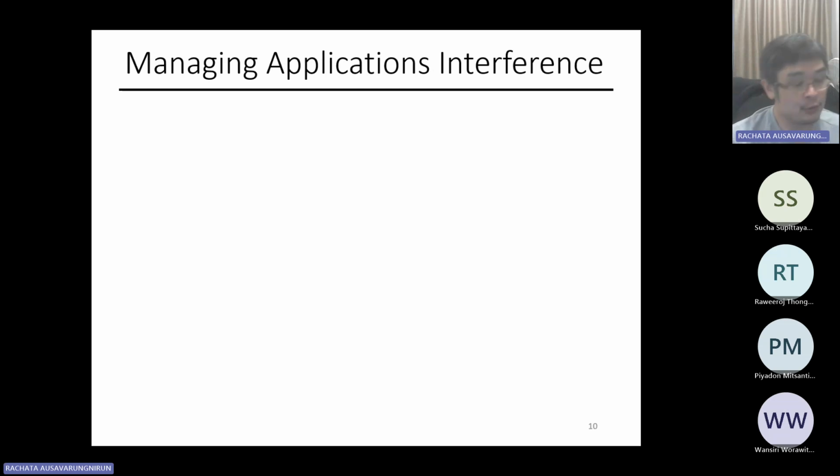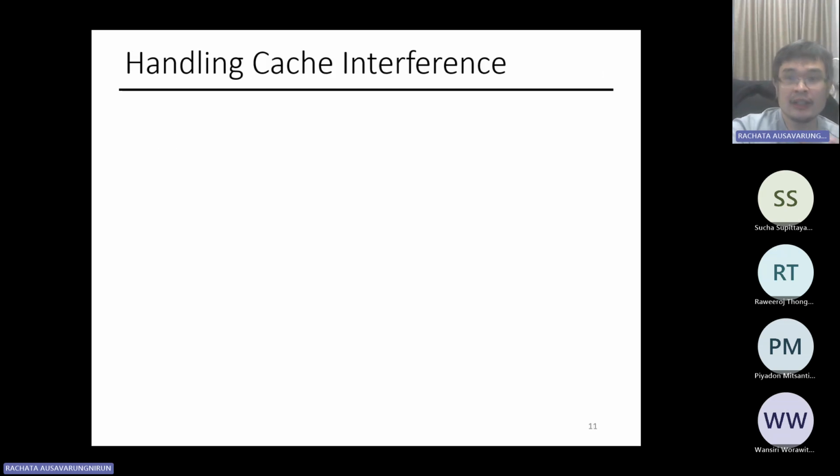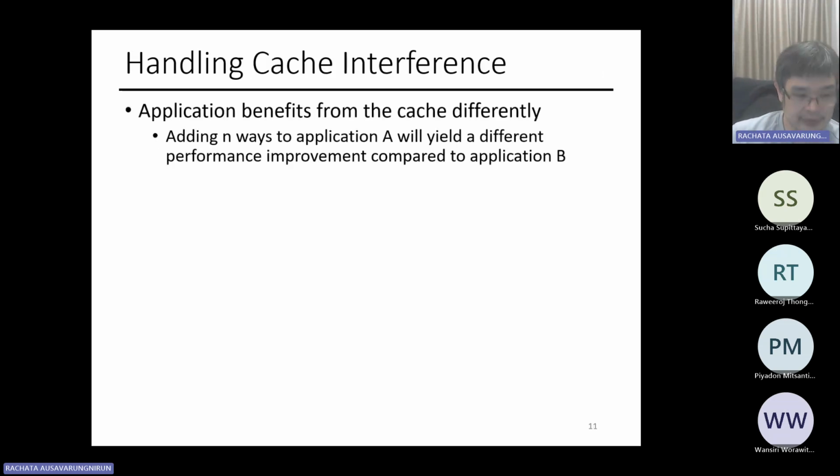So how do we manage the interference? From the memory hierarchy point of view, interference can happen in two common places: the cache and the DRAM. If you look at previous literature, there might be more shared resources that can interfere, but there is a lot of literature on the cache and DRAM as the two primary resources where interference can happen at the hardware level. So how do we handle cache interference?